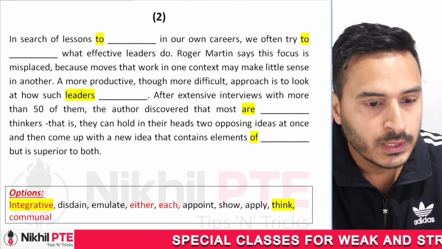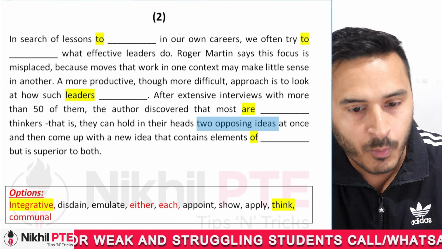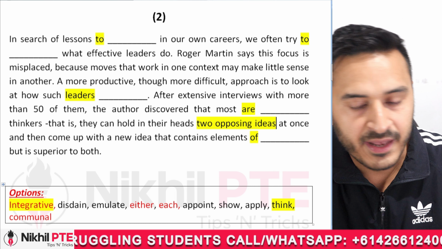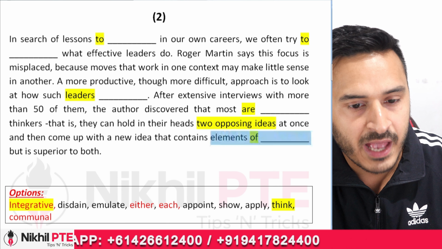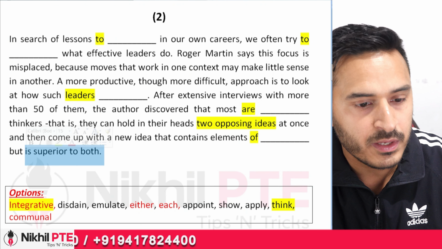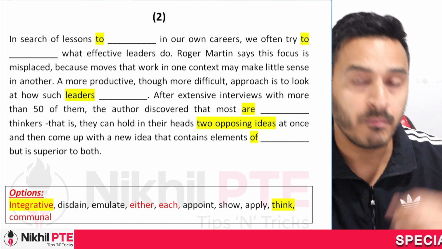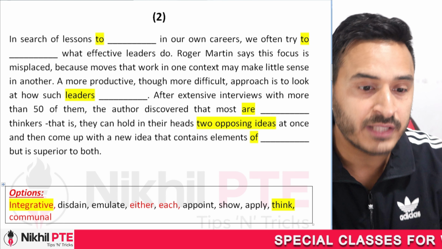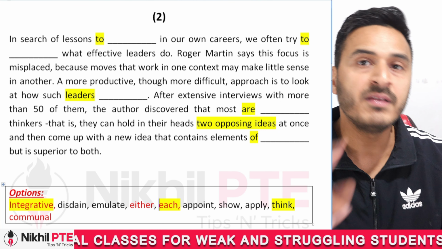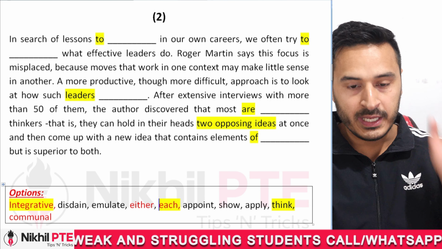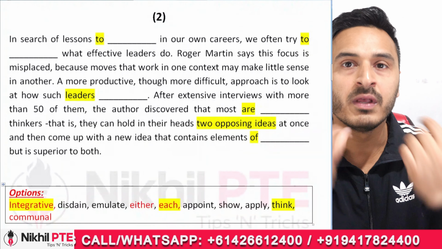Here, they can hold in their hands two opposing ideas. Here we are talking about opposing ideas, that shows interrogative, at once, and then come up with a new idea that contains elements of dash but is superior to both. Elements of dash means here we are talking about a single thing. For a single thing, each is here. Either means we have two options, either or, either India or Canada. We have two options. Here we did not use either.